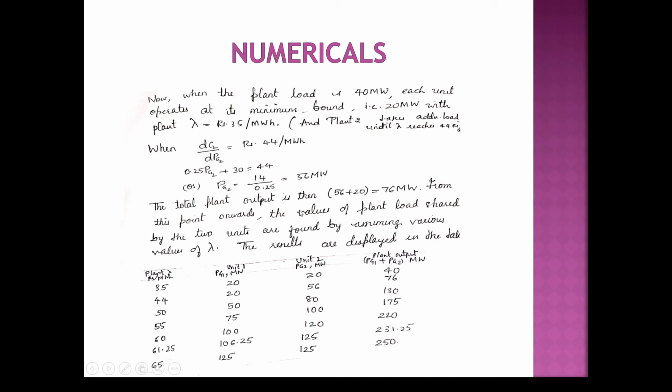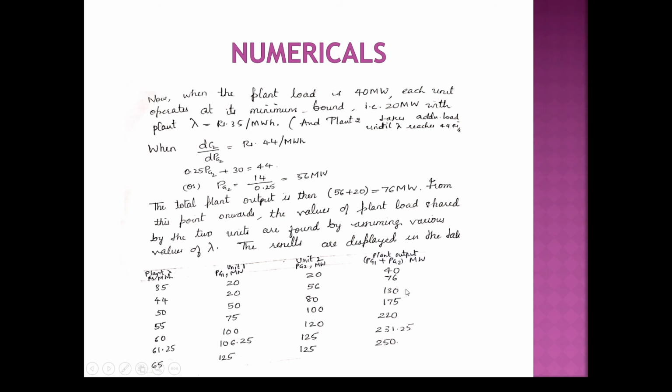So from this point onwards, the values of plant load shared by the two units are found by assuming various values of lambda. So we are assuming various values of lambda and finding out the values of Pg1, Pg2 and the addition of Pg1 and Pg2. For lambda equal to 35, Pg1 is 20, Pg2 is 20, addition of Pg1 and Pg2 is 40. Then at lambda 44, Pg1 is 20, Pg2 is 56, total 76. Okay.